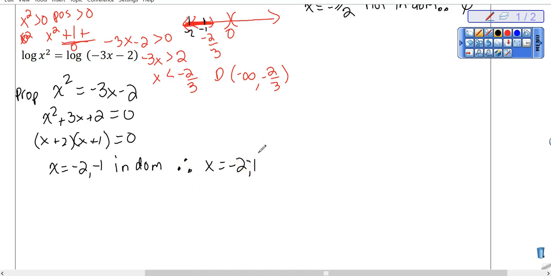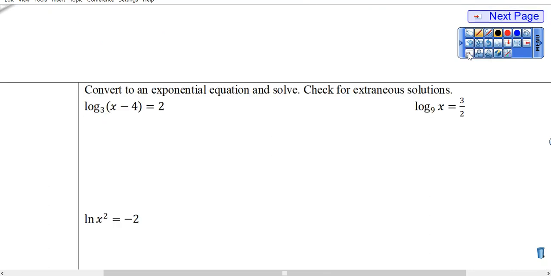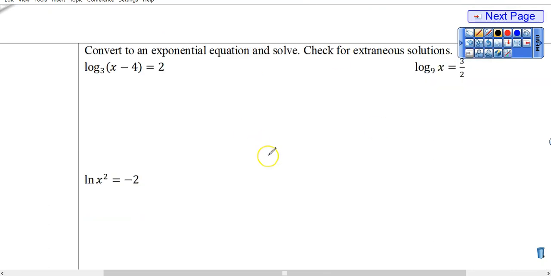So those are the properties. That property 8 is really good for when you have a log equals a log. Just remember to look for your domain restrictions. Okay? Then we have some other strategies to employ.